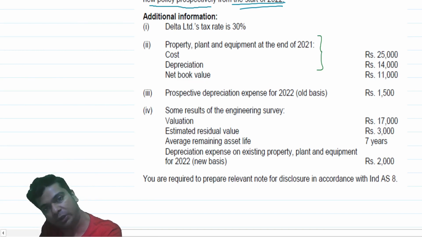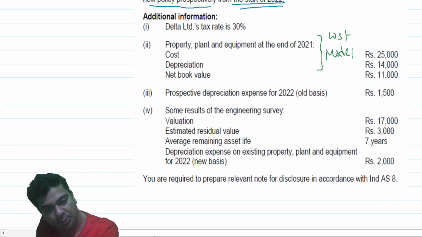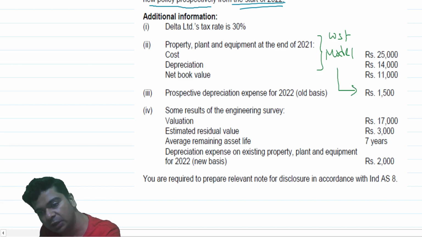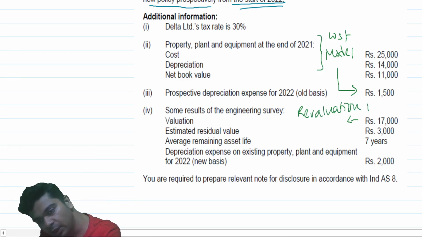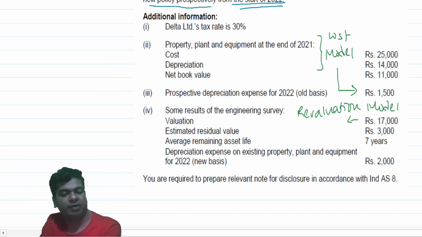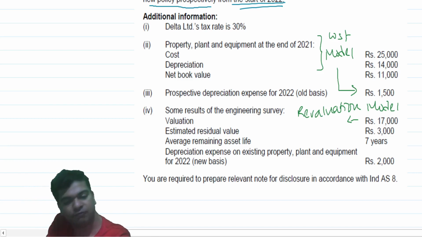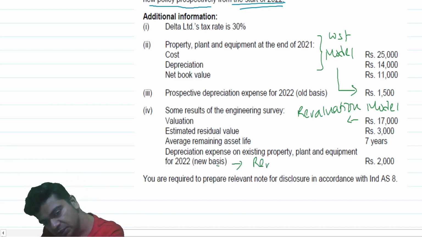This is based on the previous year. That means this must be based on the cost model. Prospective depreciation expense for the year 2022, old basis. That means this is the depreciation on cost model. Some results of the engineering survey. Valuation is now 17,000. 17,000 is the value that we will have to consider as per the revaluation model. Estimated residual value, average remaining asset life, and depreciation expense on existing PPE for 2022. This is the new basis. This is what will be done on the basis of the revalued model.